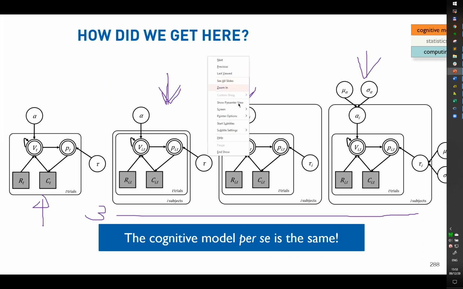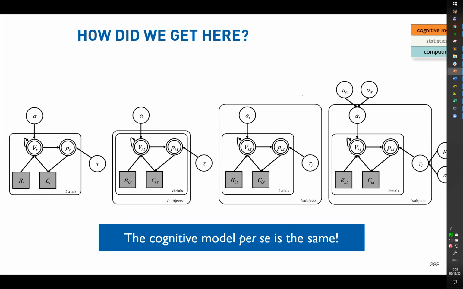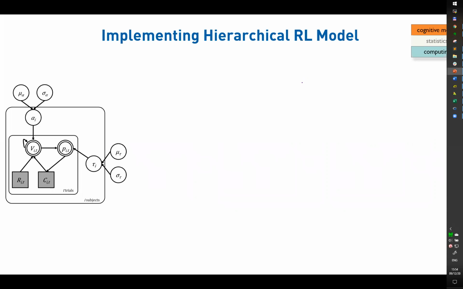Good. Any questions up to here? All right. If not, then let's see the implementation, because in the end, we want to do it in our standard language.